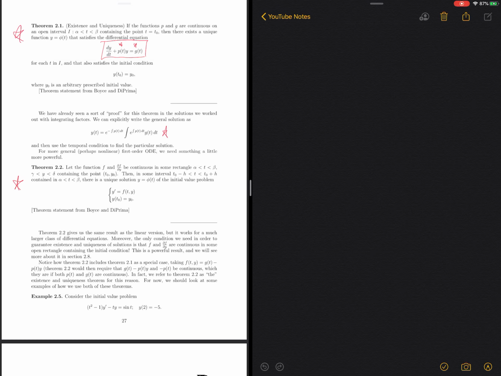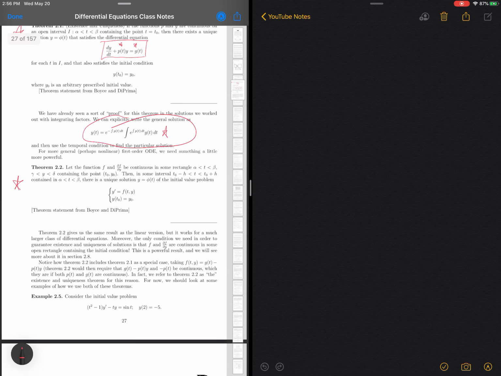We bring in the heavy hitters now. This is the existence and uniqueness theorem for first order equations. This is a very important result. And the key thing about this result is that we don't have to solve the differential equation in order to know that there is a solution to it. In fact, that there is a unique solution to it.